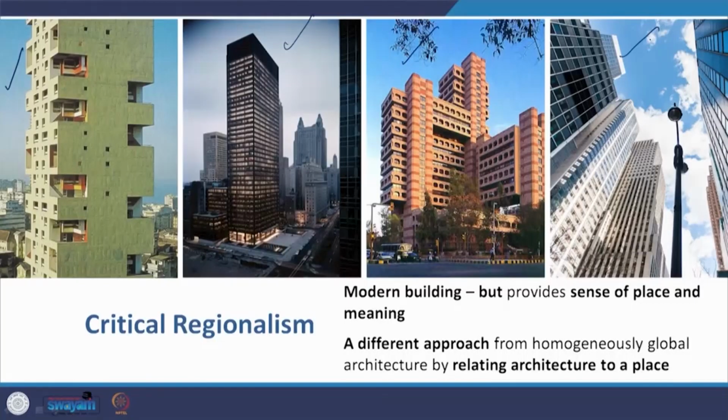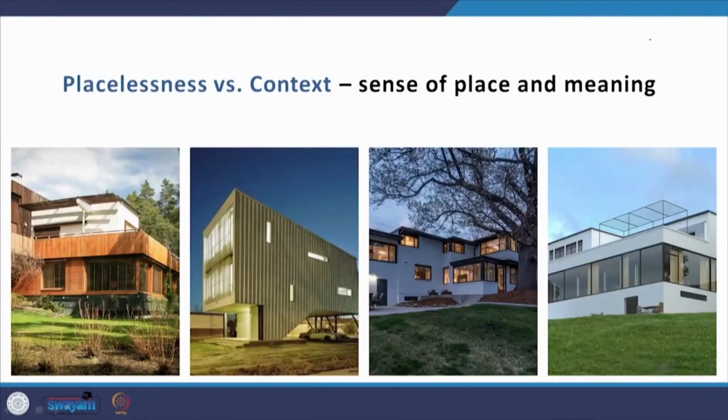And that is why we need a different approach from the homogeneously global architecture, by relating architecture to a place. So there is placelessness versus context. This is context, a house by Alvar Aalto. Does this have a context? Tugendhat is an amazing house by Mies van der Rohe, but placed in a situation where there is a very strong traditional identity already existing. What happens in that situation?